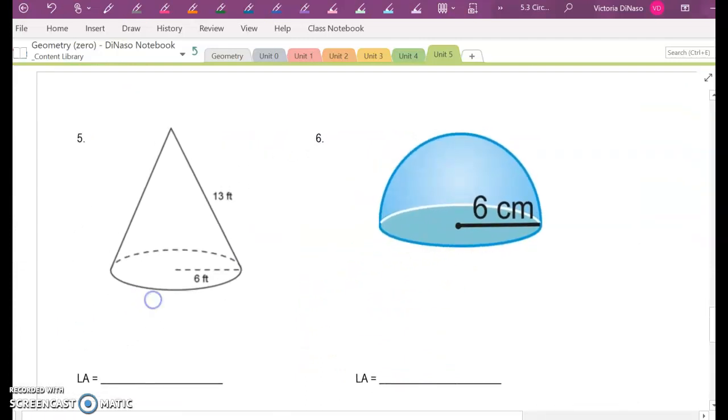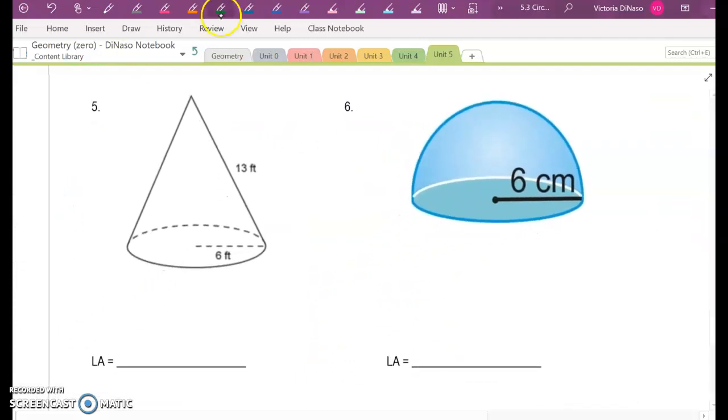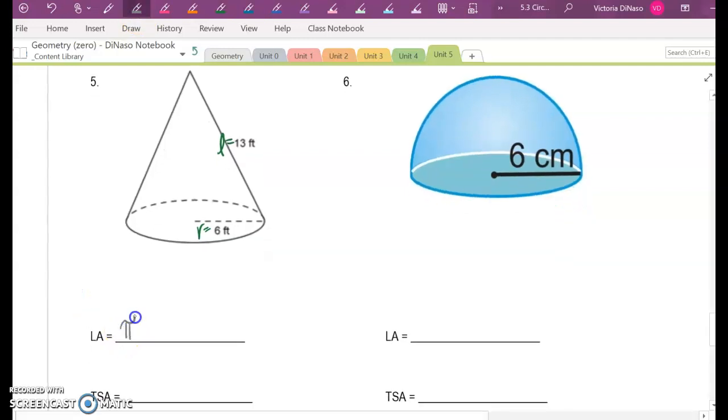For number 5, they give us the radius, and they give us the slant height, which is exactly what we need in order to find our final answer. So this shape is a cone, so I'm going to go look at my formula sheet, and it says pi r l. So we have for the lateral area pi, and then my radius times my slant height. So my radius is 6, my slant height is 13, and you don't have to find the actual height.